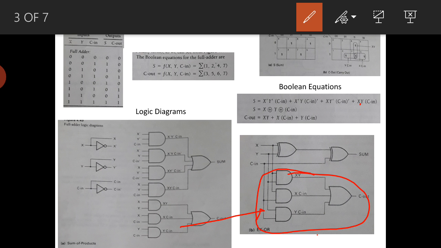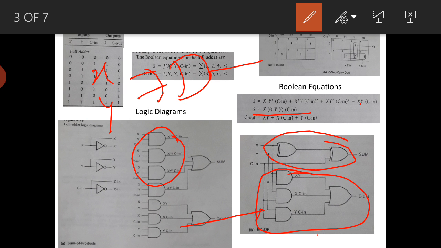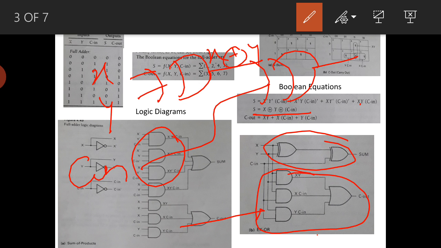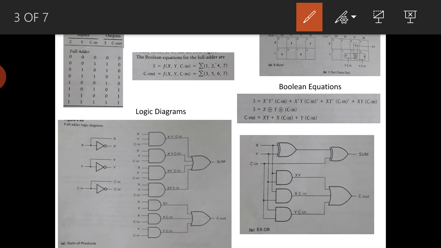The simplified format is x XOR y XOR c in, which we can implement using 2 XOR gates. That is, x and y are given to one XOR gate, and whatever c in is there goes to one more XOR gate, and that gives the sum. So it is nothing but x XOR y, then XOR c in, using 2 XOR gates. This is one more way we can realize the full adder.